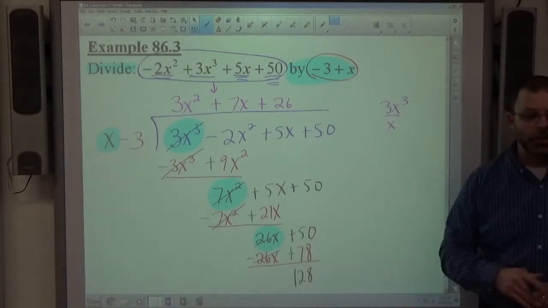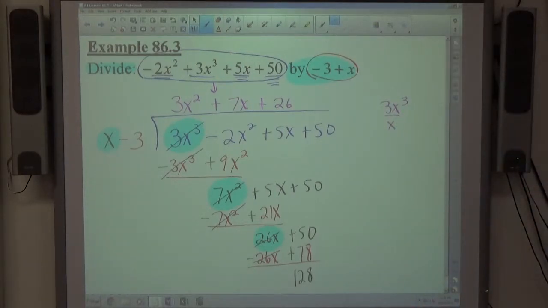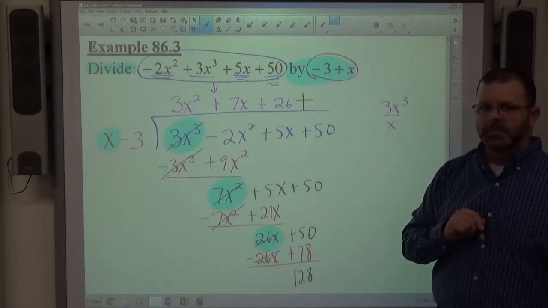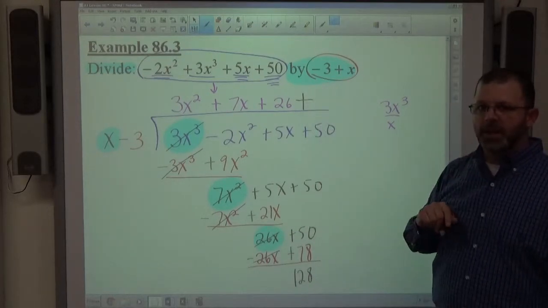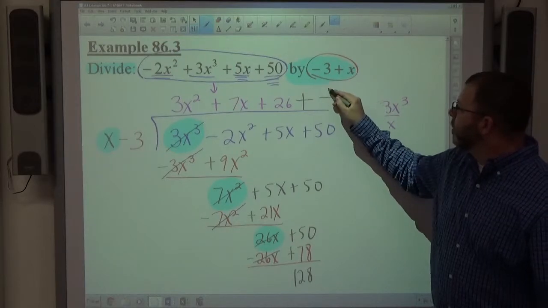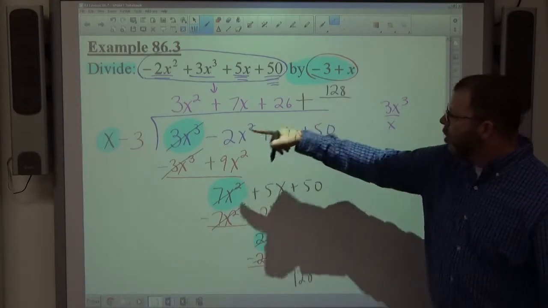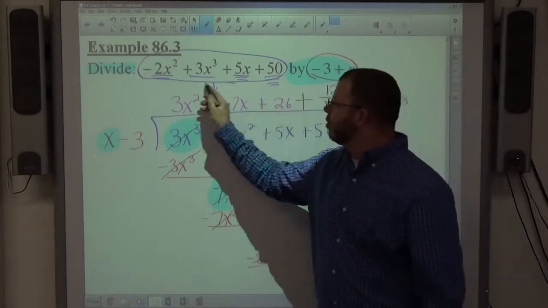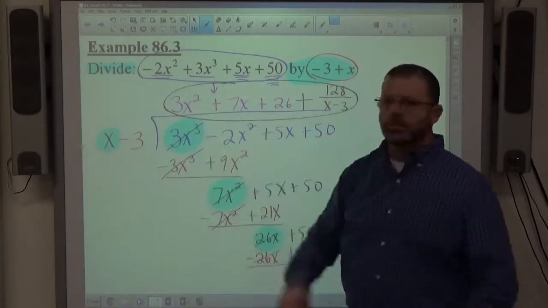This is my remainder, so now we're at step 6. Step 6, if you get a constant, you're done, and what we're left with is the remainder. What we're going to do with the remainder is this. It's positive, so I put a plus sign. If it was negative, I put a minus sign. And then I create the remainder term by putting the remainder over the divisor. And that's my quotient, just like so.